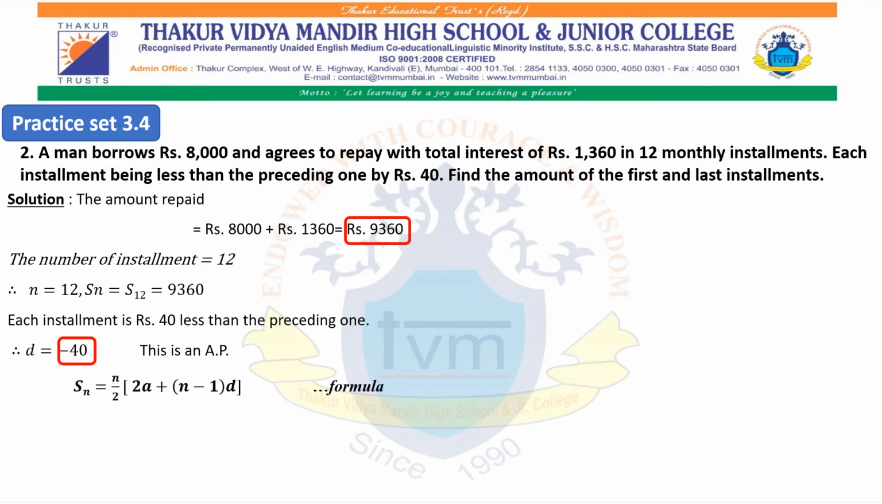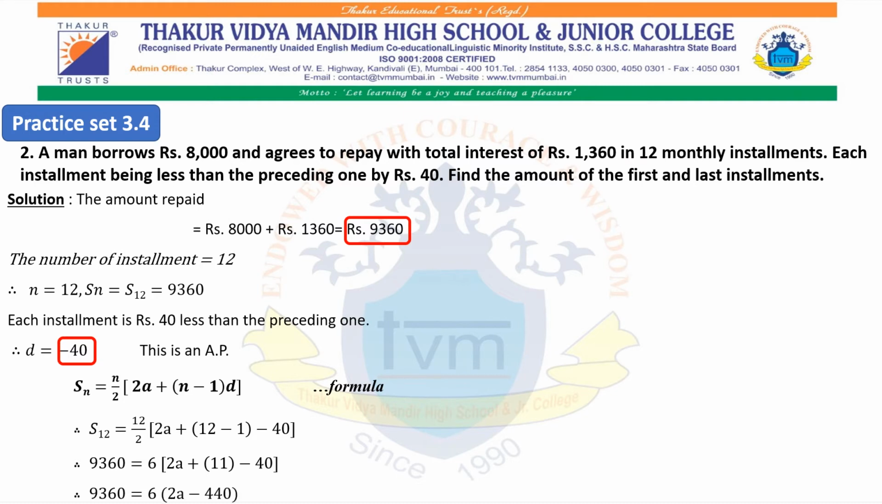We will write Sn equals n upon 2 into 2a plus n minus 1 into d. We will substitute the values for S12. We will write S12 equals 12 upon 2 into 2a plus 12 minus 1 into minus 40. Now we can divide 12 by 2 and solve inside the bracket. We can substitute the value of S12 as 9360 equals 6 in bracket 2a plus 11 into minus 40. Again inside the bracket we can multiply 11 by minus 40. We will get 9360 equals 6 into 2a minus 440.